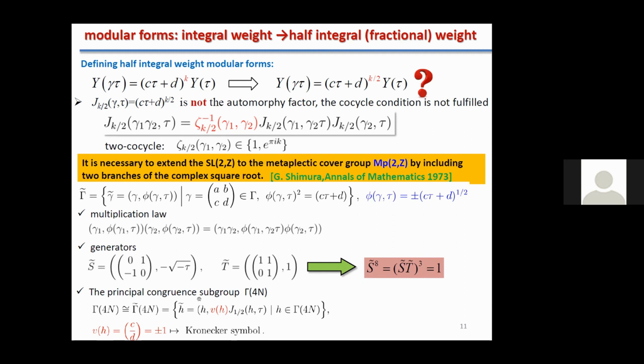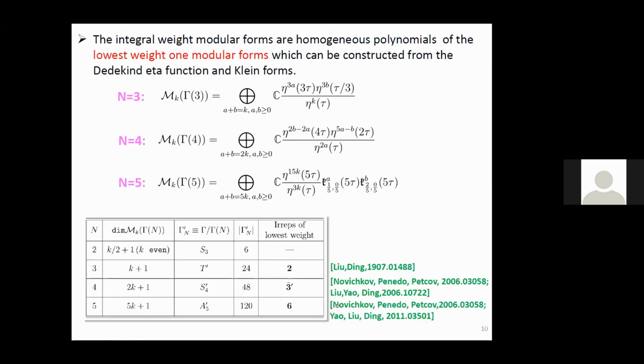And the element for the modular transformation part, H, belongs to gamma 4n. But we have to carefully choose the psi of phi. That means choose the branch or the complex root carefully. This branch is determined by the Kronecker symbols. It is also an arithmetic function. Its value for gamma 4n is +1 or -1.